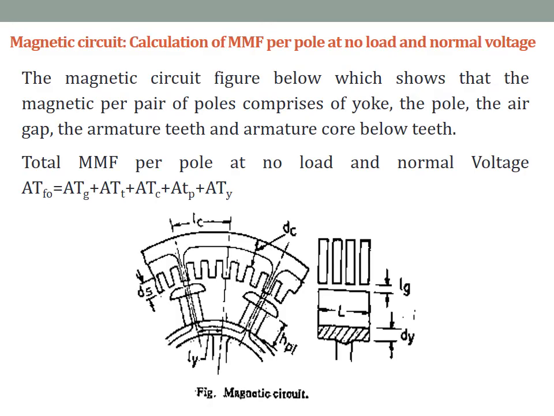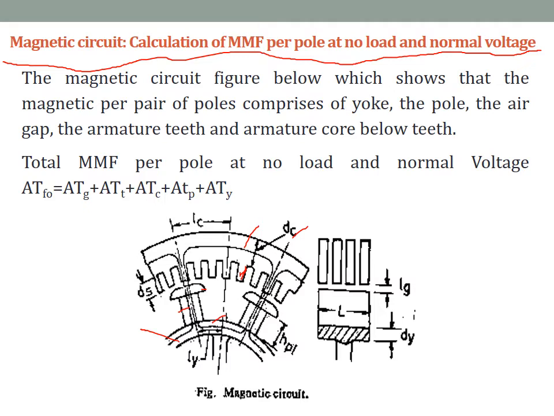Now I'll come to magnetic circuit. Calculation of MMF per pole at no load and normal voltage. See the figure here. This is the pole body. This is pole shoe. This is the yoke, rotor yoke. This one is called hub also. Now this is stator teeth. This is core. You can see the depth of the core. This is length of the LC.